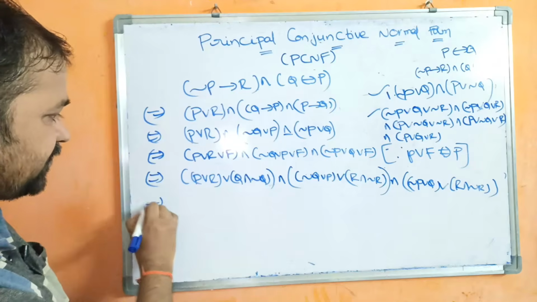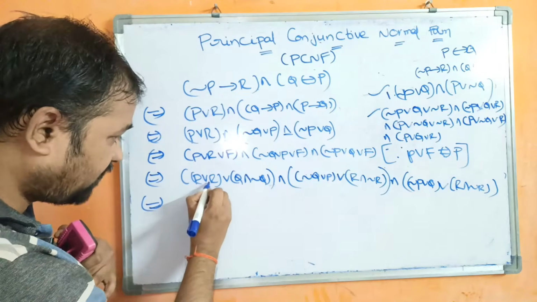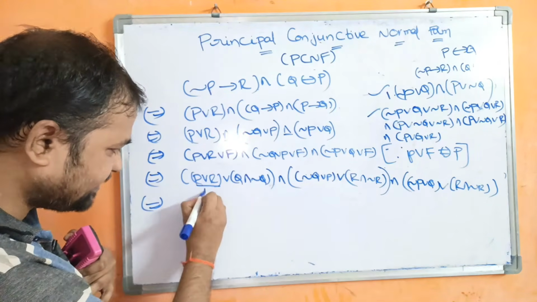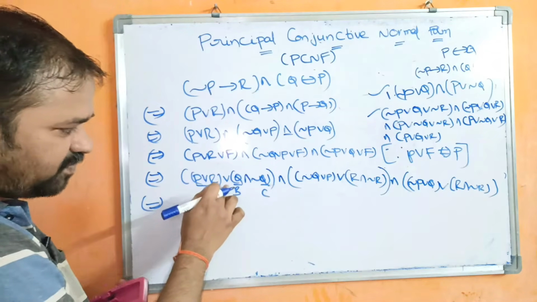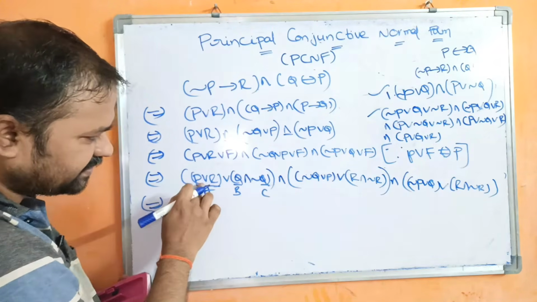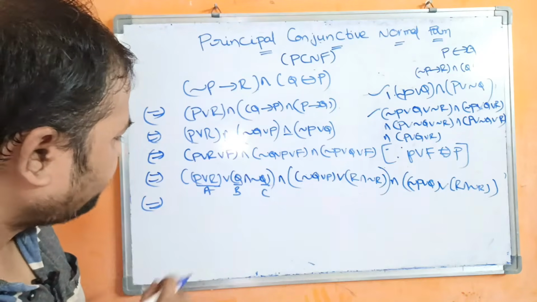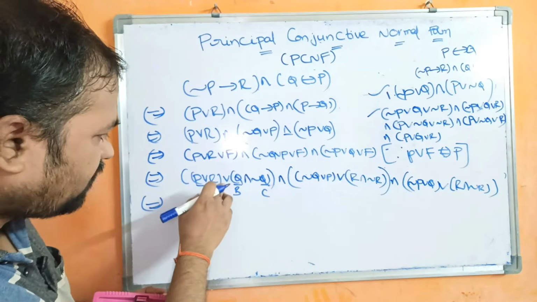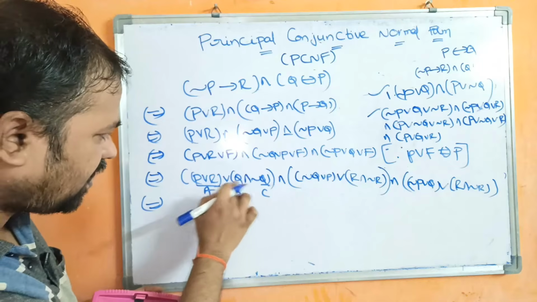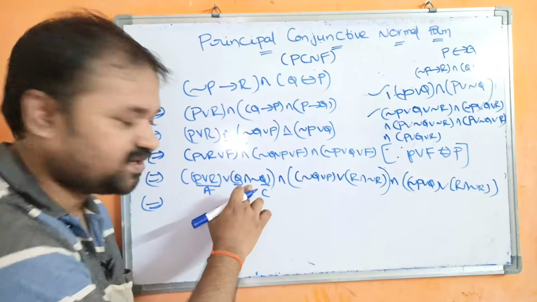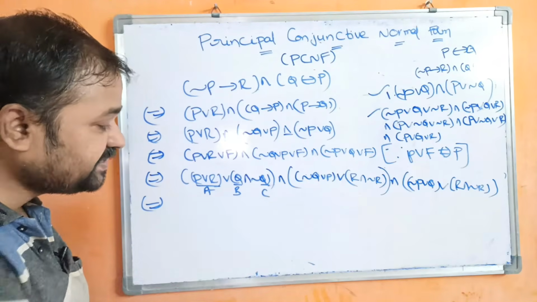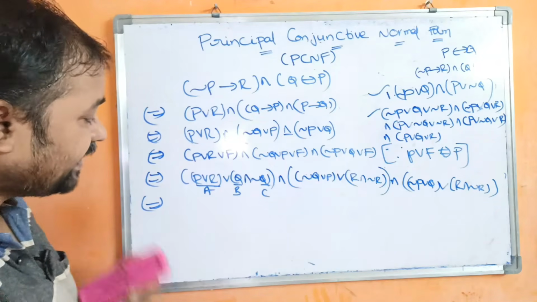Okay. So if you consider this one, here we have OR, here we have AND. Let us consider this as A, this as B, this as C. This is in the form of A OR (B AND C). Here we have OR operator, here we have AND operator, different operators, different symbols. We can apply the distributive law. A OR (B AND C) means (A OR B) AND (A OR C).